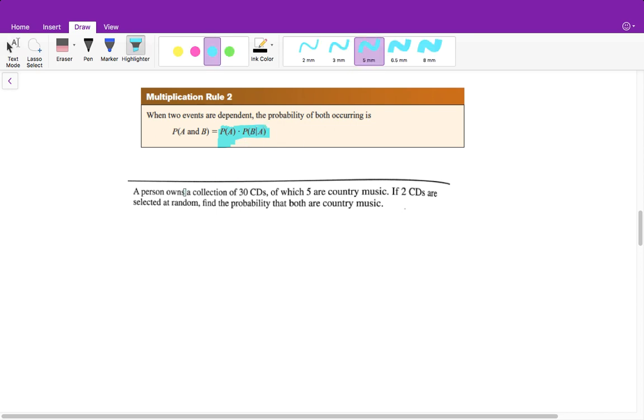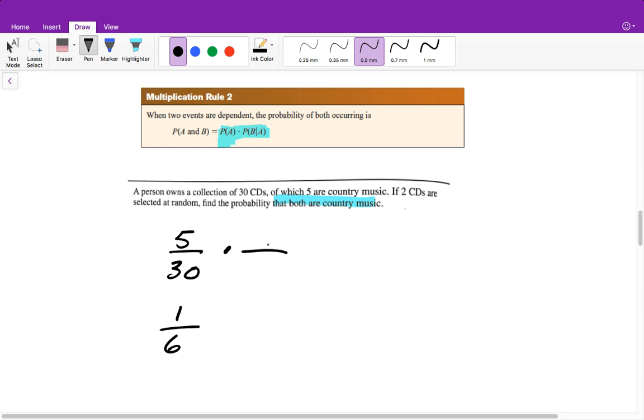In this case, a person owns a collection of 30 CDs, of which 5 are country music. If 2 CDs are selected at random, find the probability that both are country music. We have 30 CDs, so the first pick is over 30. 5 are country, so the first time is 5 out of 30, or 1 out of 6, odds of picking a country CD.